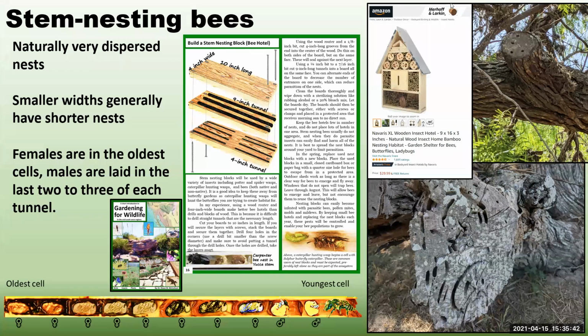So we don't want to use high density, short tubes, and we want to be able to take them down and clean them or refresh that resource. So the ones that I suggest building, again, are very easy to build and easy to replace. And you're not wasting $25 to $40 on one of these hotels, which are bad for the bees.